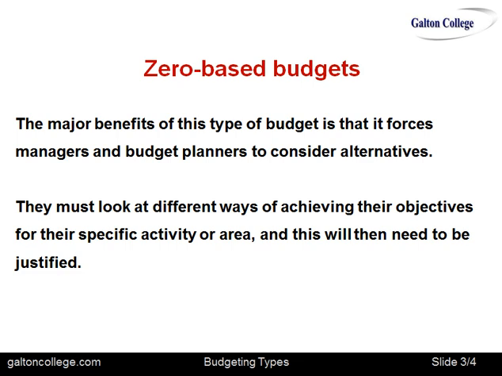The budget managers don't just submit last year's budget, but they must look critically at every item in the budget and look at the way the items relate to each other, so that the business is looked at freshly in every budget period. It's a fresh approach. And they must look at different ways of achieving their objectives for their specific activity or area. And when they've looked at different ways, it must be justified.